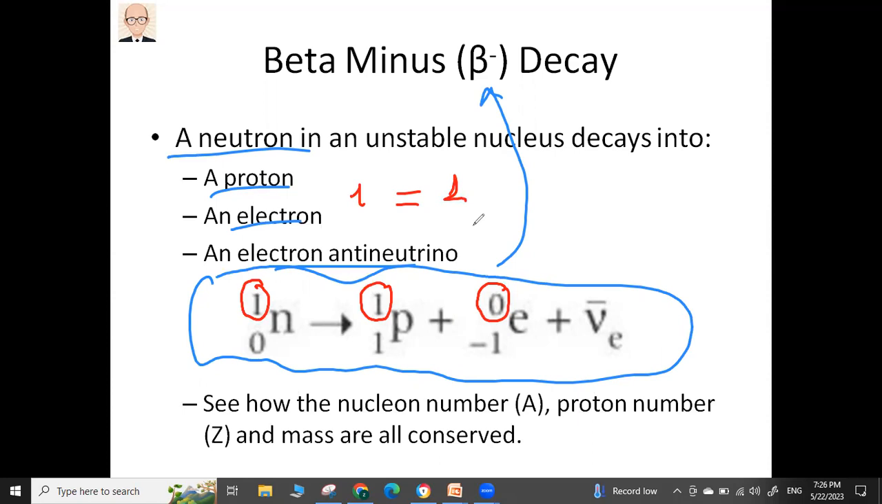The same thing must be conserved for proton number. If we look at the proton number on the left side, before the arrow, it is equal to 0. So 0 must be equal to the right side, which is 1 plus minus 1, and that is also 0. So that means the proton number is also conserved in beta minus decay.